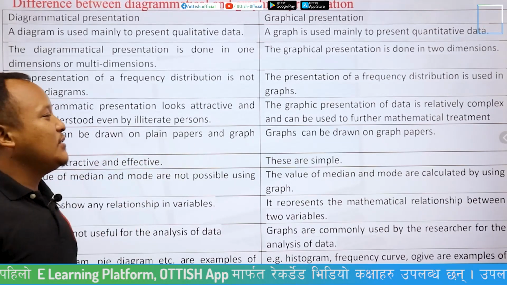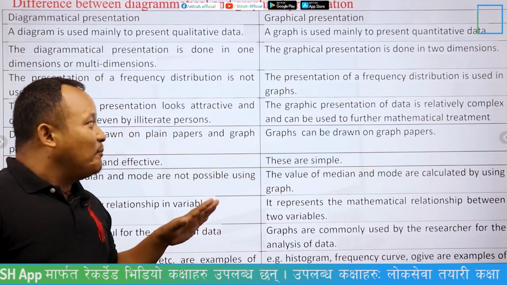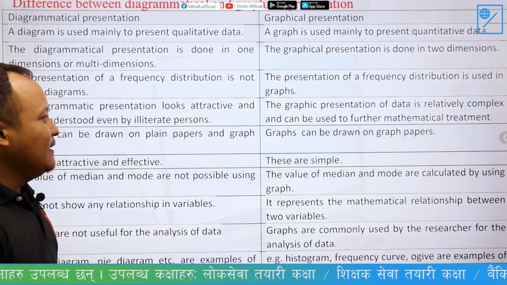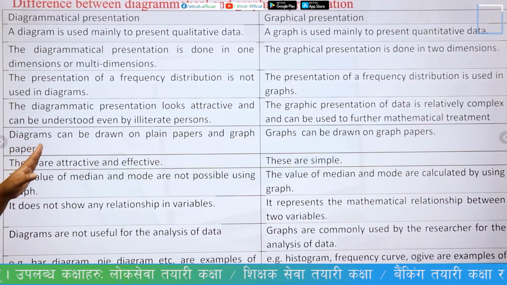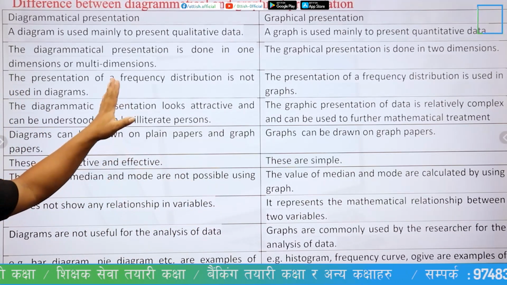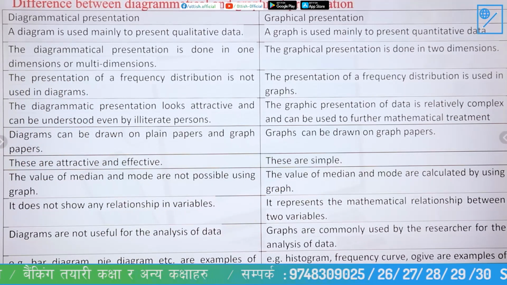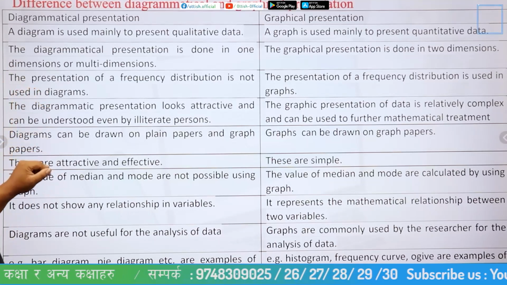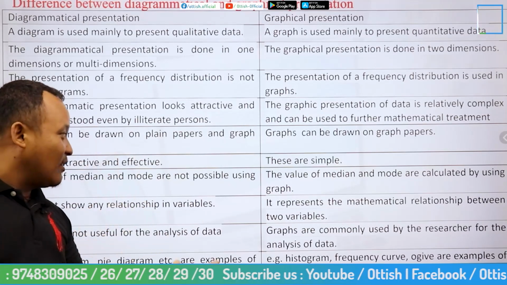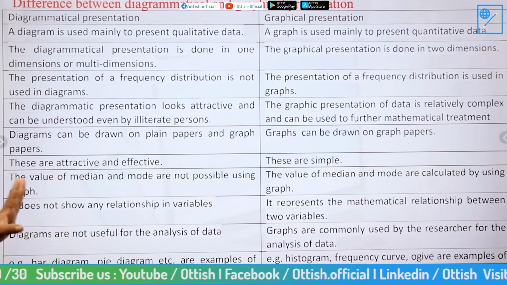But graphical presentation of the data or of statistical information is relatively complex as compared to the diagrammatical presentation. It can be used for further statistical or mathematical treatment. Diagrams can be drawn on plain paper as well as graph paper, but graphical presentation is only used on graph paper, not on plain paper. Diagrammatic presentations are attractive and effective for long-lasting or comparative study, but graphs are based only on simple nature.